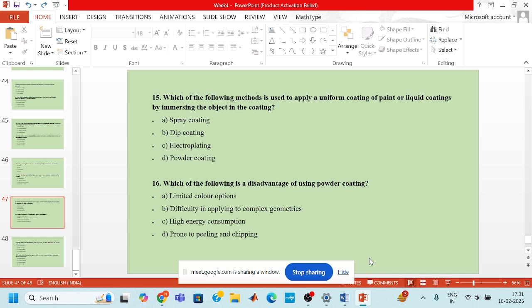Dip coating is used to apply a uniform coating of paint or liquid coatings by immersing the object in the coating.